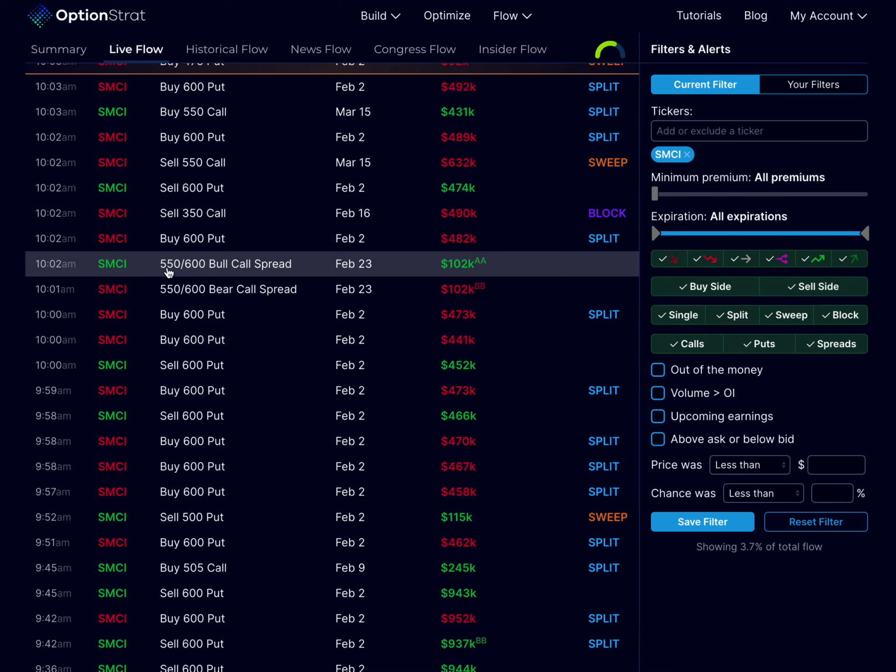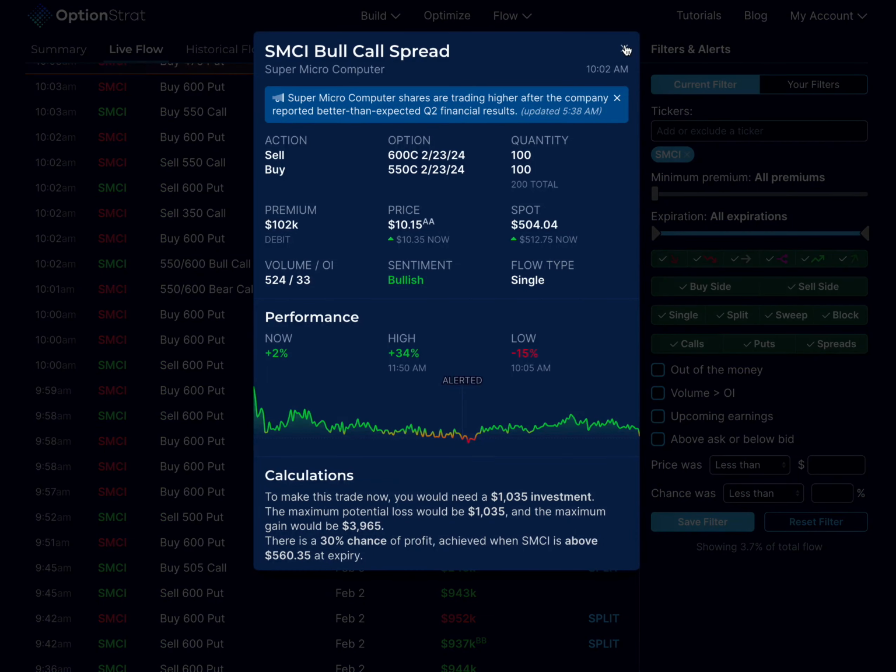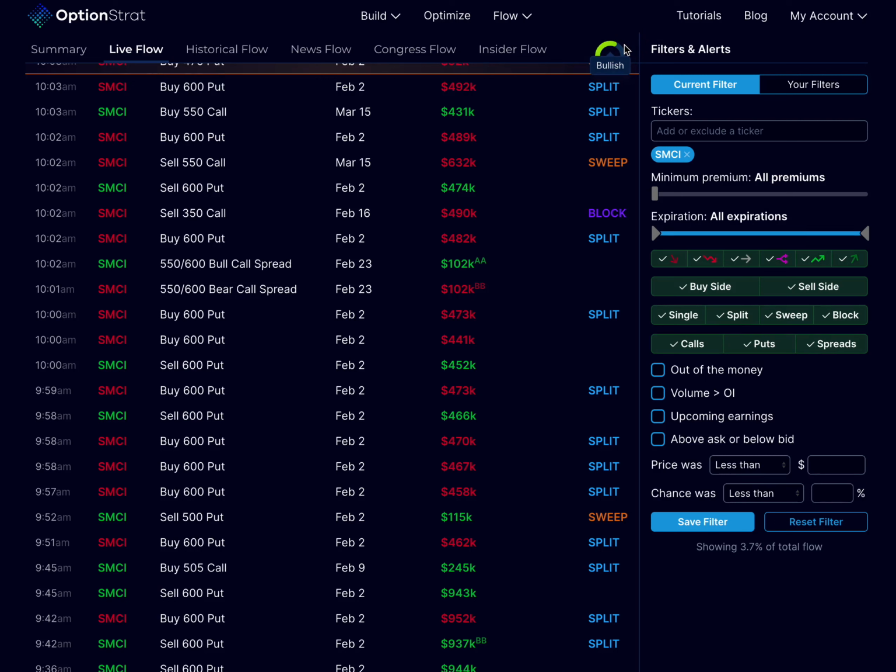Let's just look at this spread. See, this is what I was telling you about earlier too, where OptionStrat can, they call it concatenate, these trades, where they can put these trades together and determine that this one was a spread. It wasn't a single option. And one of the ways that we can determine bullish or bearish is we can see this little AA. So they went above the ask, in this case, to buy that spread. They had a bullish spread. They wanted to go above the ask to get into that.